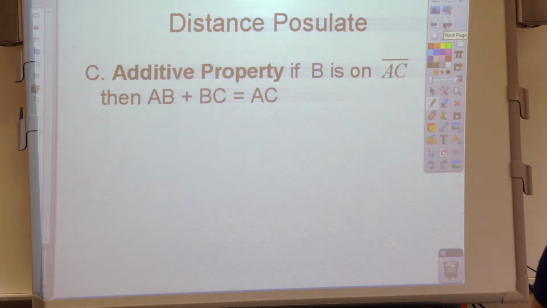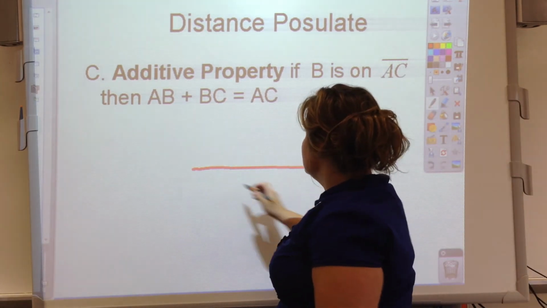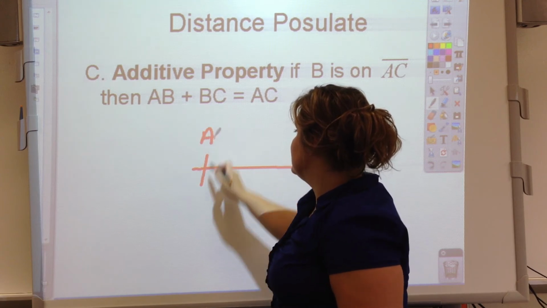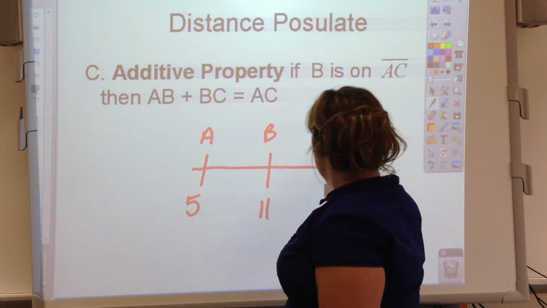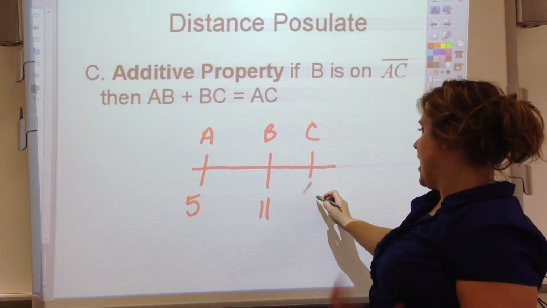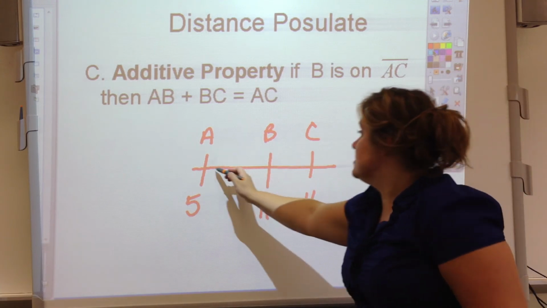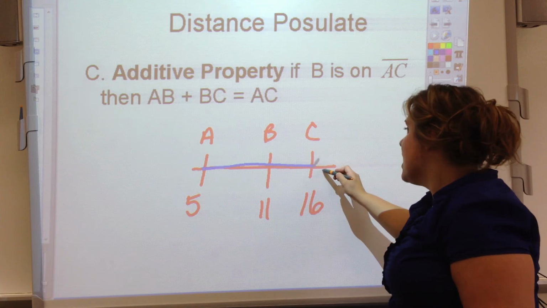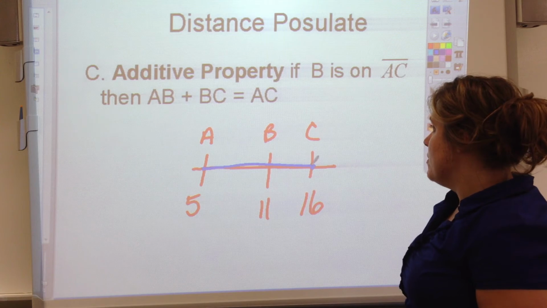Our additive property for the distance postulate says if B is somewhere on line AC, then AB plus BC equals AC. Let's do a real world example of this one. Let's say my A value is at 5, and my B value over here is hanging out at 11, and I have C up here at 16. Now, if I want to find the entire distance from A to C, I can add the distance from A to B plus the distance from B to C.